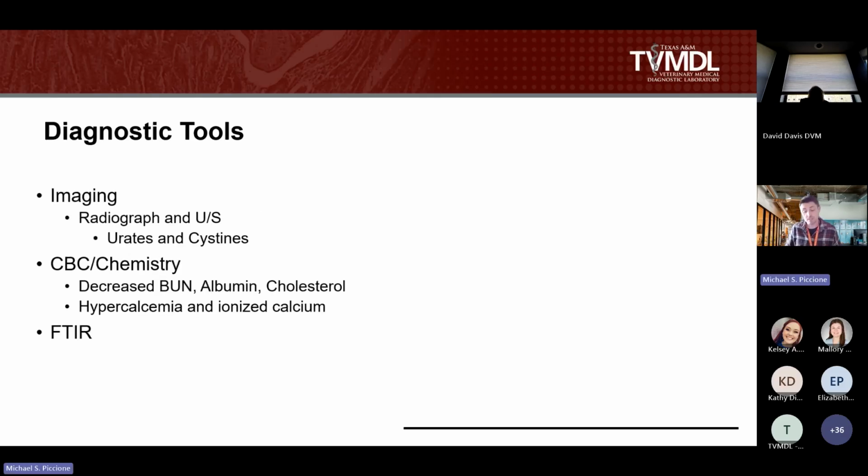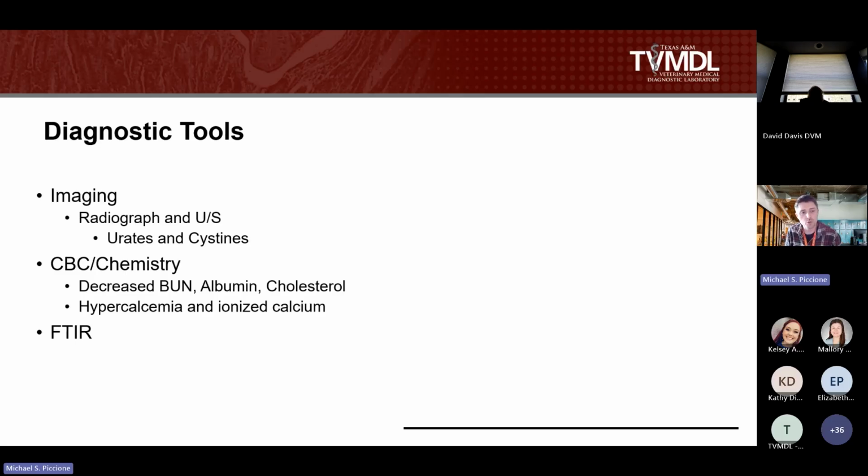Next up, we have imaging. This may be the biggest slam dunk you have in your hospital, and maybe you just have radiographs, maybe you have ultrasound, maybe you have both. But regardless, each of these tools can be used to help see the actual stones themselves.